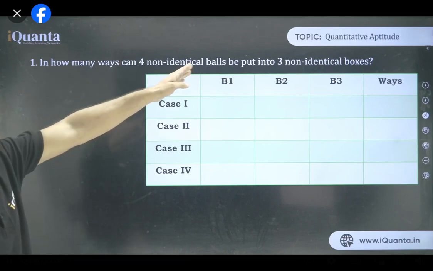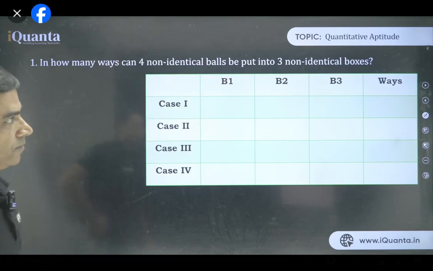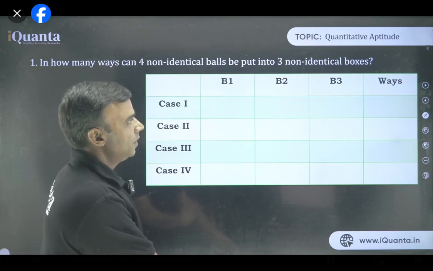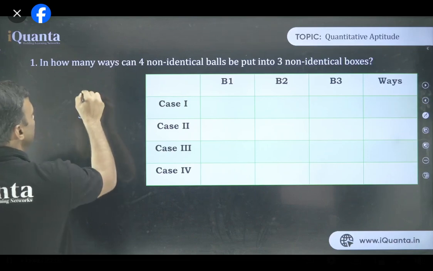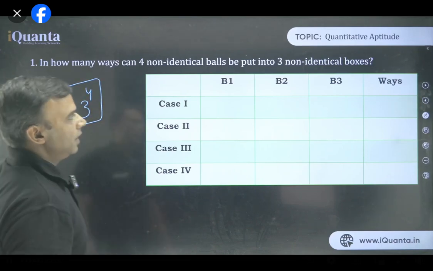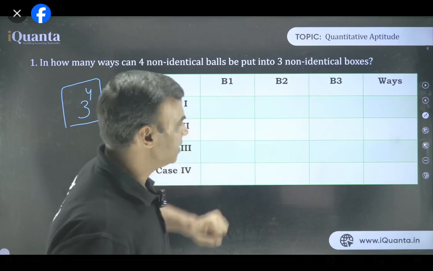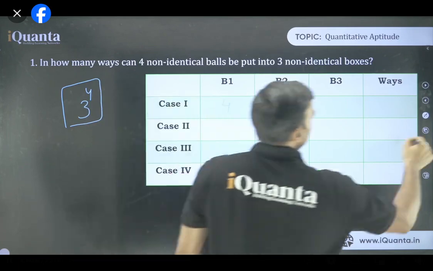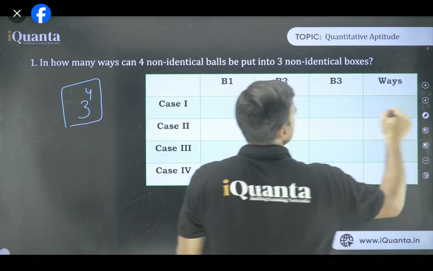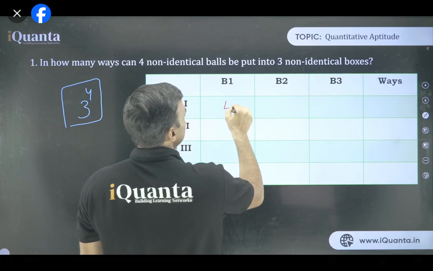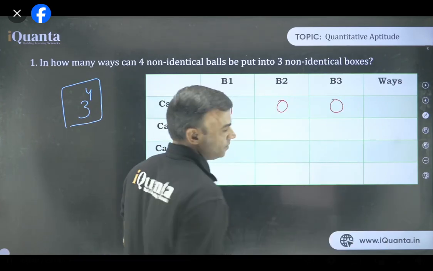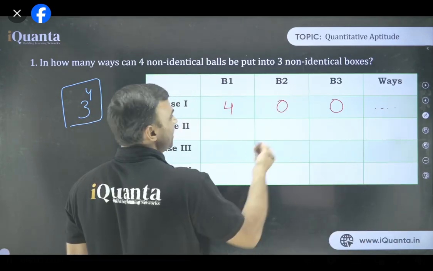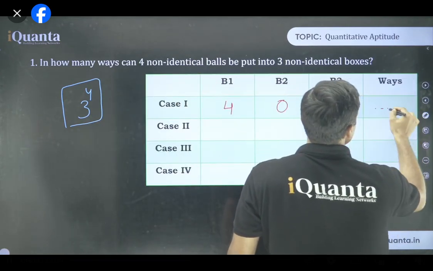We'll take one by one. 4 non-identical balls be put into 3 non-identical boxes. Okay? We already know that the answer of this is 3 to the power 4. I'm just going to put the exact divisions here. How do you do that? Case 1, you put all 4 here. You put all 4 there. All 4 there. 0 here, 0 here. Right? There'll be some number of ways here. I'm not going to calculate that. In fact, we can calculate that.